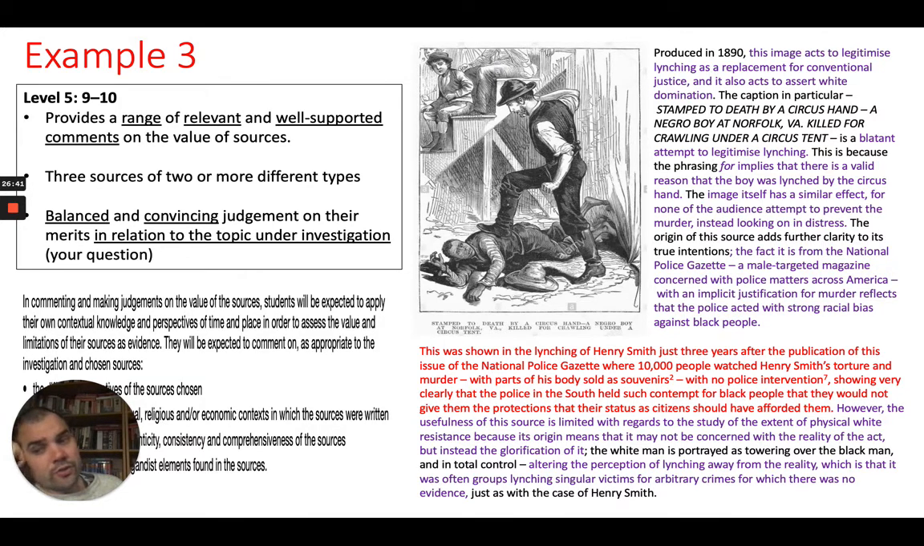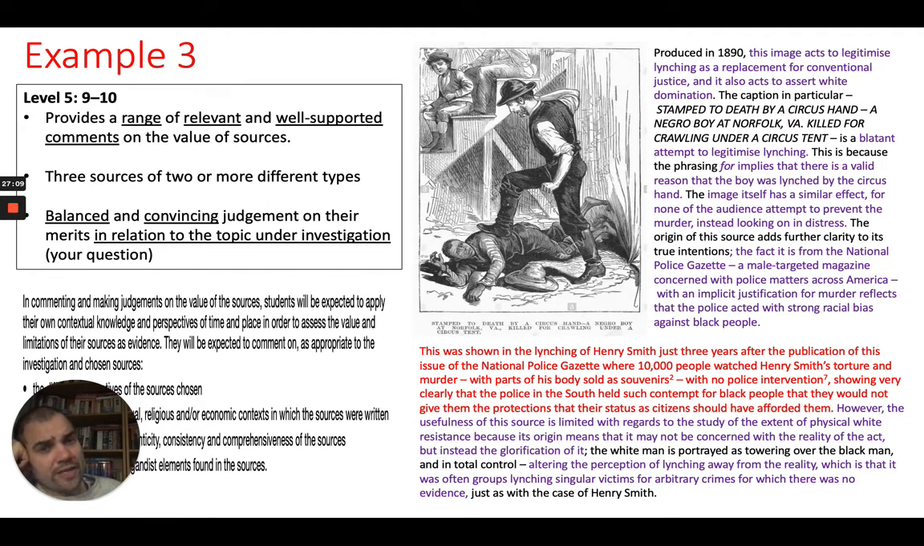So again, just like when you're doing normal source analysis, picking out details from the source, explaining why those details are useful or not. This is because the phrasing "for" implies that there is a valid reason that the boy was lynched by the circus hand. The image itself has a similar effect, for none of the audience attempts to prevent the murder, instead looking on in distress.